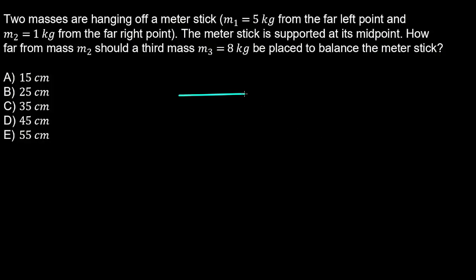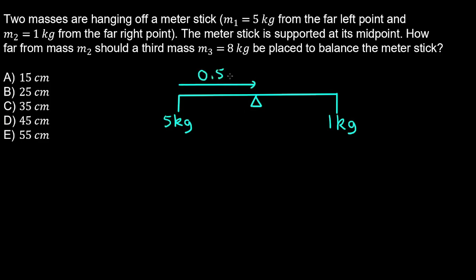We have two masses that are hanging off a meter stick, with one mass being 5 kilograms at the far left point, and one of the masses is 1 kilogram hanging from the far right point. And the meter stick is supported at its midpoint. So this distance here is half a meter. How far from mass 2 on the right hand side should a third mass be placed to balance the meter stick?